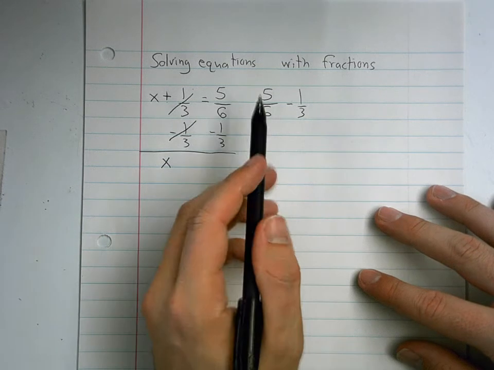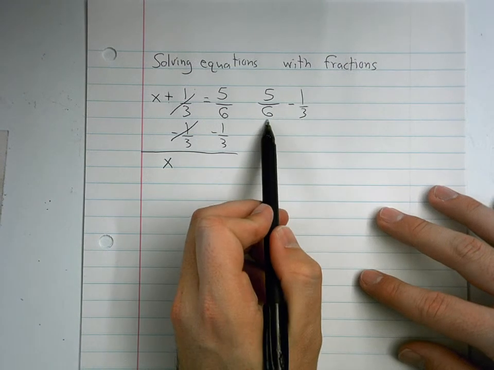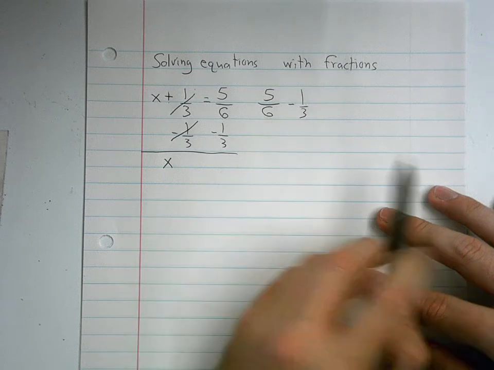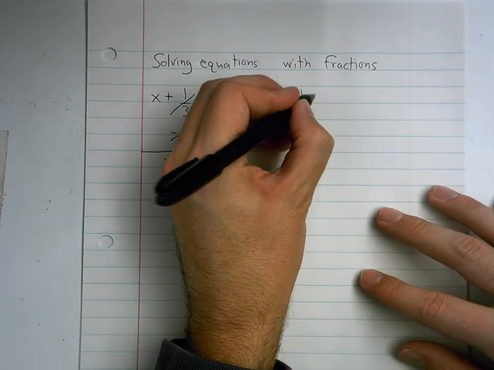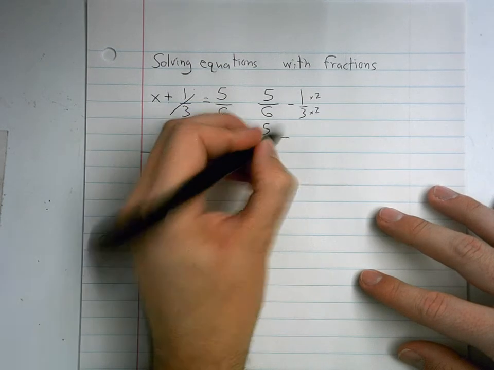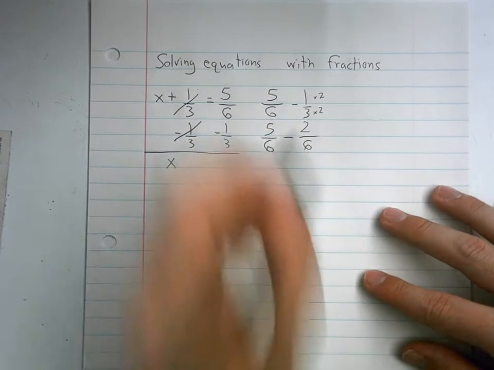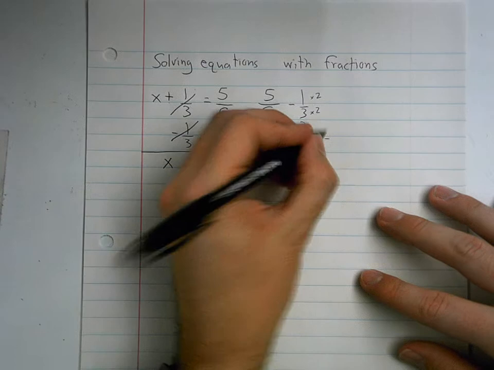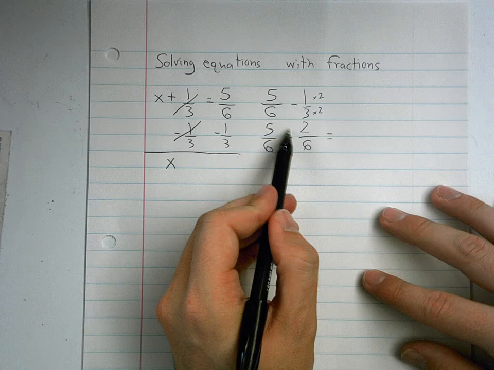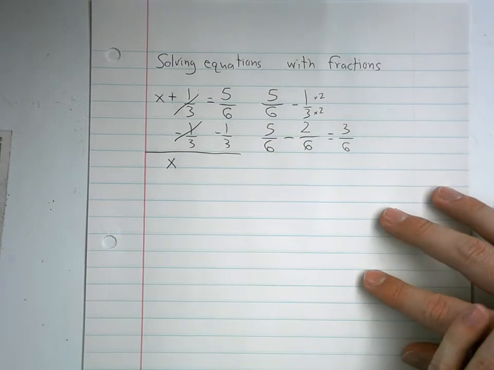But for right now, we know that I can multiply this fraction by 2 in order to have both of the fractions have the denominator of 6. So I multiply the top by 2 and the bottom by 2. And I have 5/6 minus 1 times 2 is 2, 3 times 2 is 6. Okay? And now when I subtract, I just subtract the numerators and I leave the denominators there. So 5 minus 2 is 3. 6, we don't do anything with the denominator, so it's 3/6.